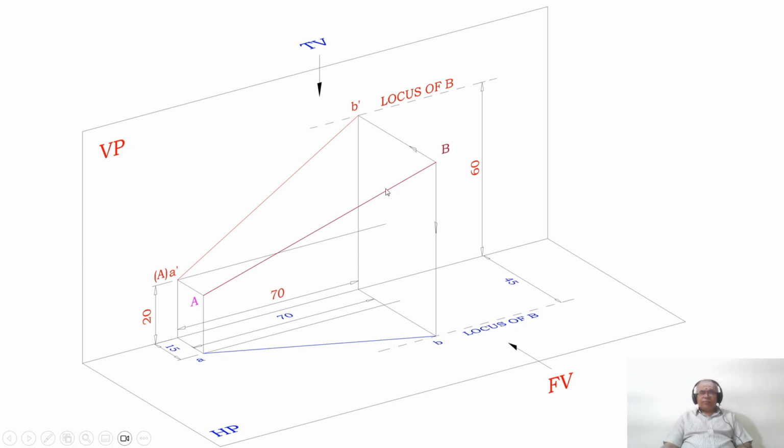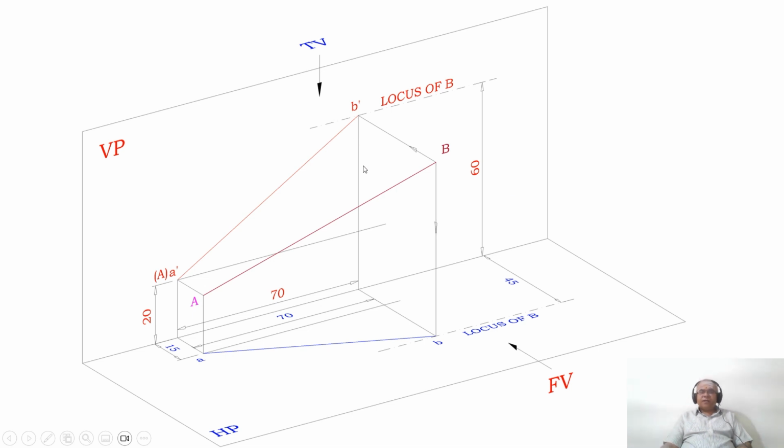So when you look from both the front view and the top view, you can see the distance in front of VP, which will be seen in the top view, here. And when you look from the front view, this distance which is above HP can be seen in the front view, here. So you are going to get the locus of B in the front view.